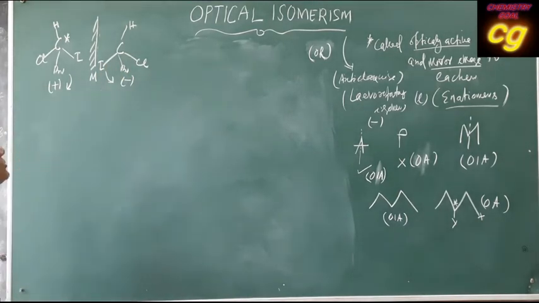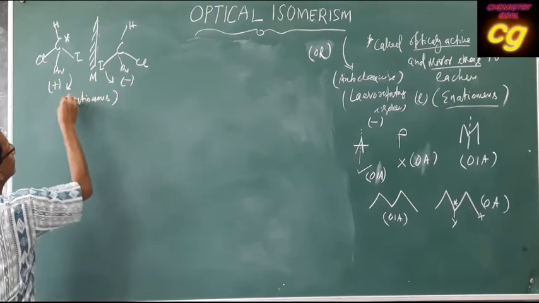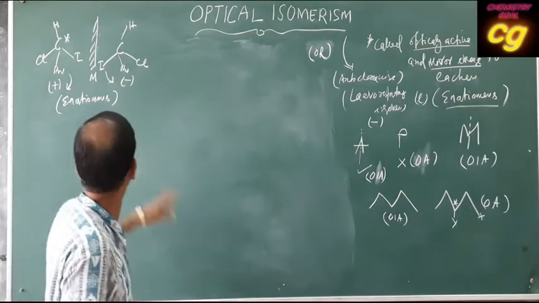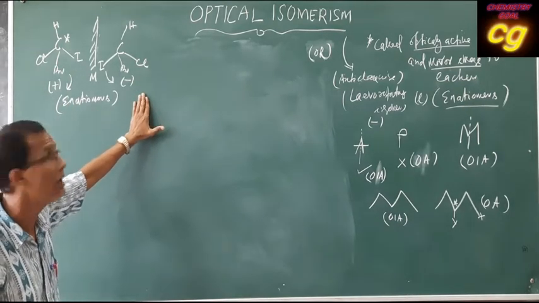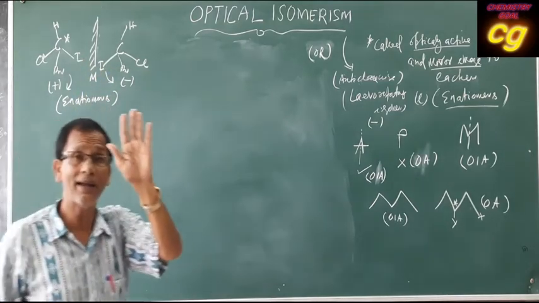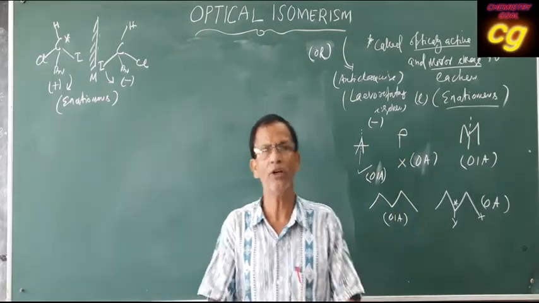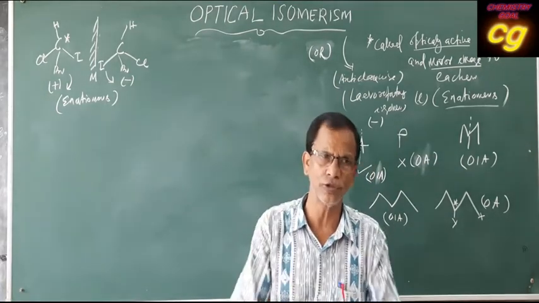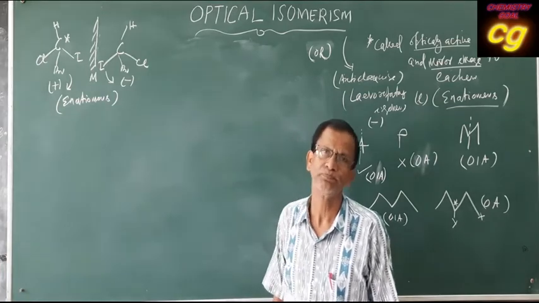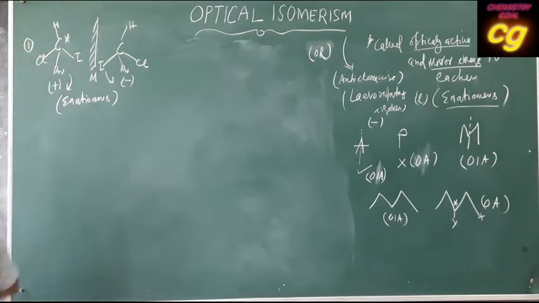So this is called enantiomers. What are enantiomers? Both are optically active, one plus and one minus. Plus or minus, both are optically active, but these two are mirror images. Left palm, right palm, just like that. Because they are not identical and are mirror images of each other, they are called enantiomers. Optically active and mirror images are called enantiomers.